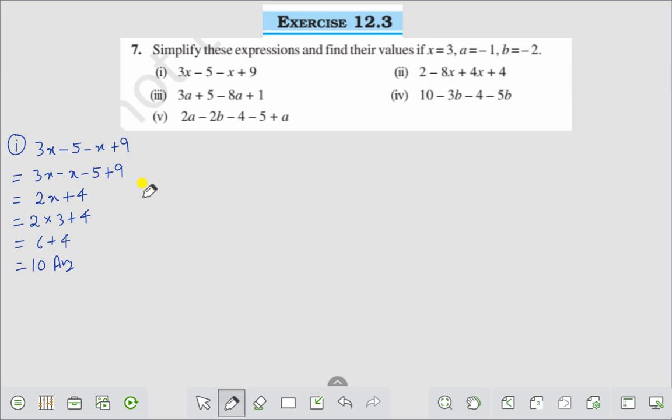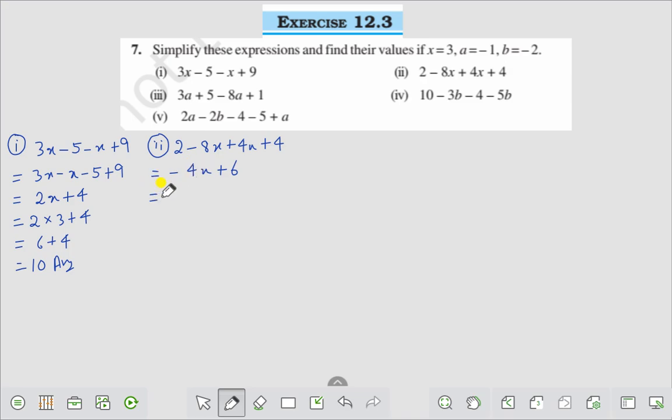Now question number 2. Question number 2 is 2 minus 8x plus 4x plus 4, that is equal to minus 8x plus 4x, that is minus 4x, and 2 plus 4 is 6, minus 4x plus 6, and the value of x is equal to 3.